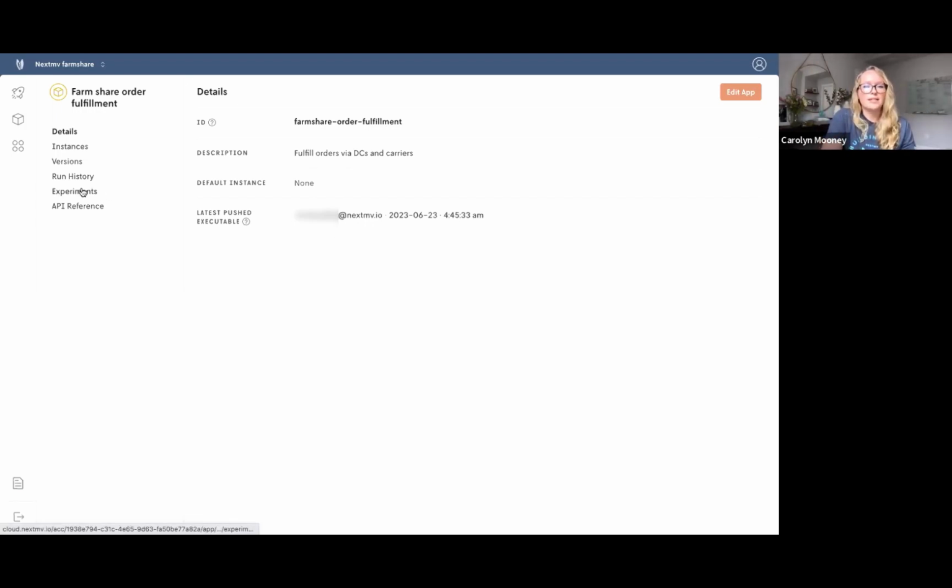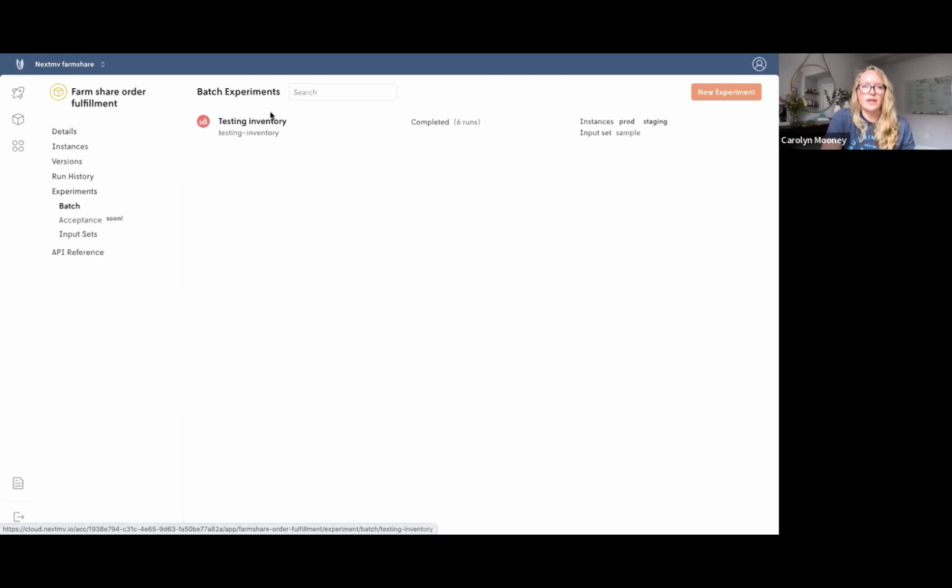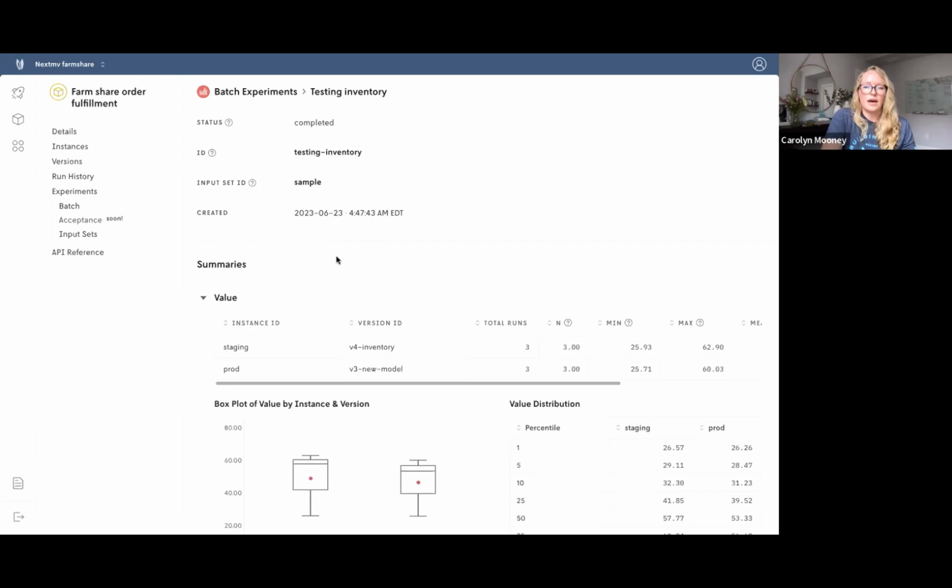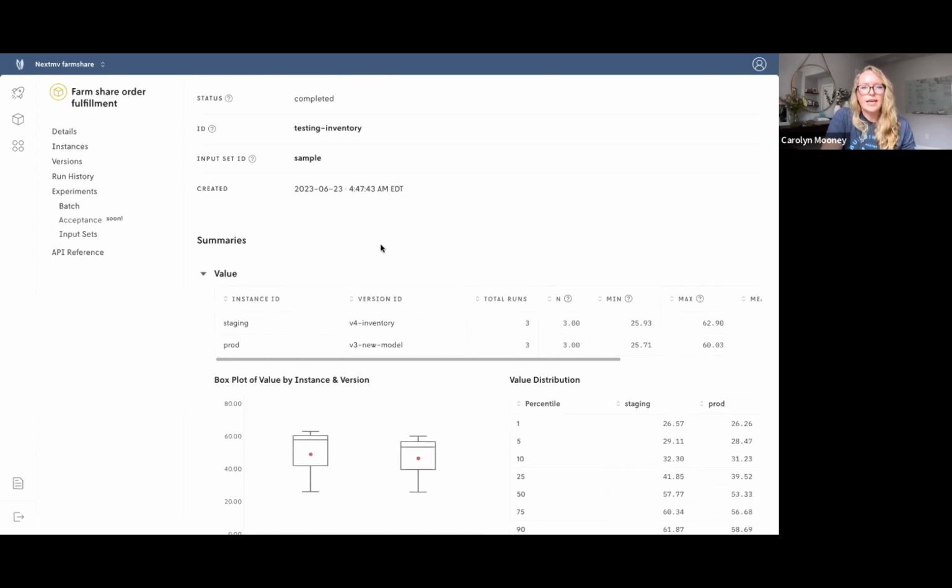And my team actually already ran an experiment and sent me the link. So we will hop into this experiment without running it directly. And what we see here is that we added a constraint for inventory at the distribution center.